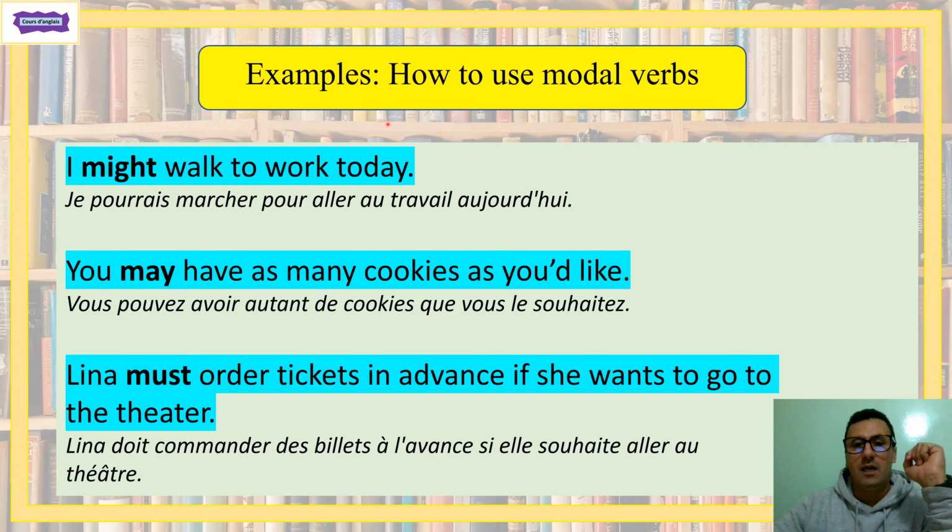Examples. How to use modal verbs. I might walk to work today. Qui veut dire en français, je pourrais marcher pour aller au travail aujourd'hui.